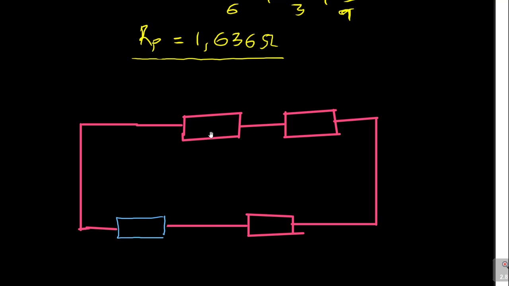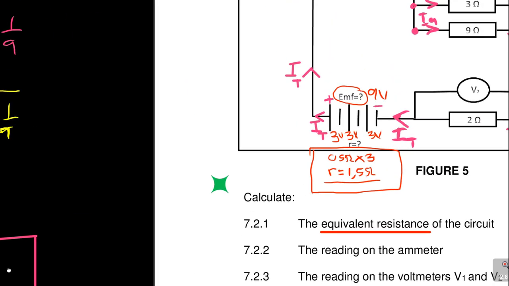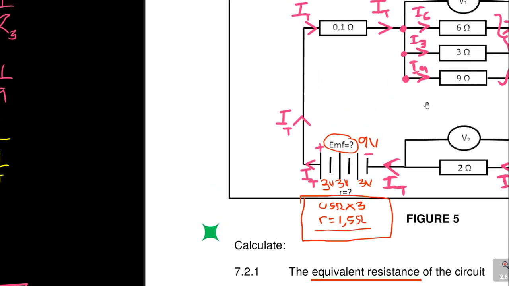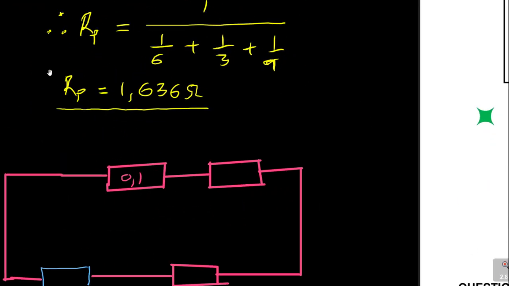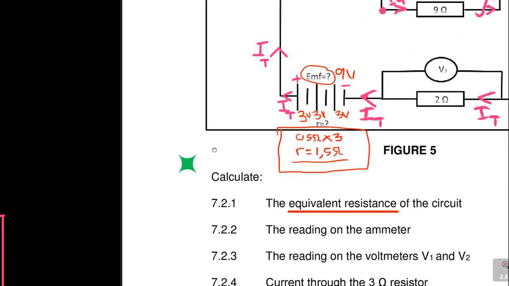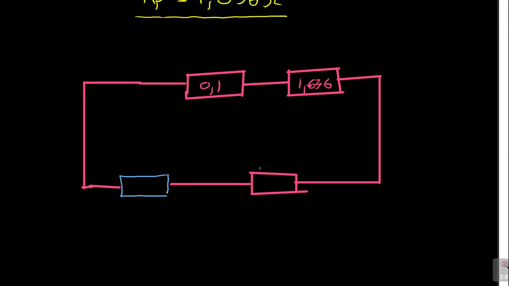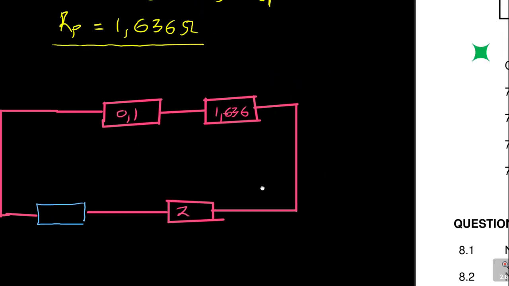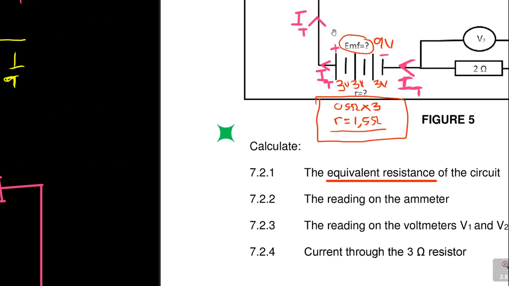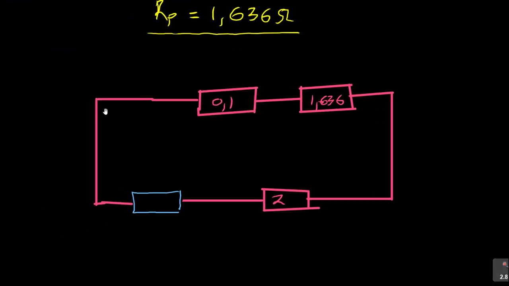So this is what you are having, whereby here you have got your 0.1 from the diagram. Remember 0.1, then you got the total of this parallel combination. It became 1.636 here. And then from there, you got these 2 ohms. I'm just focusing on the resistors. And then after that, you got this internal resistance here, that small r, which is 1.5. Are you seeing that? It's very important for you to have that, because they say equivalent resistance.